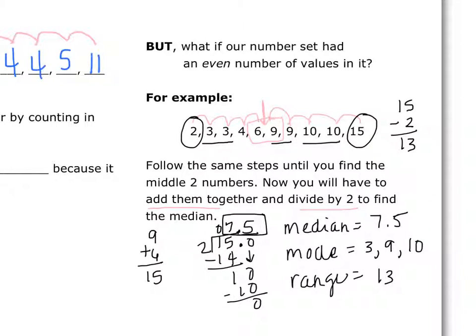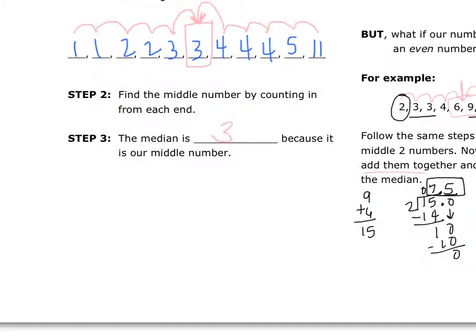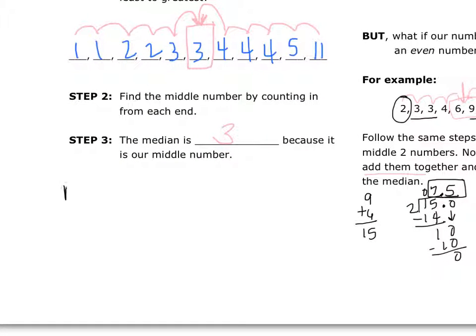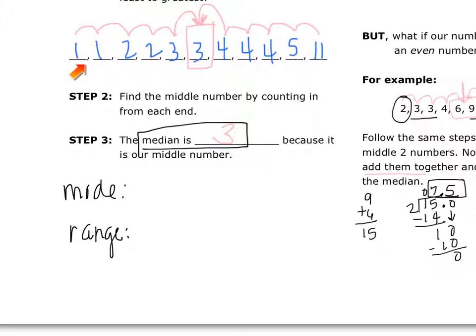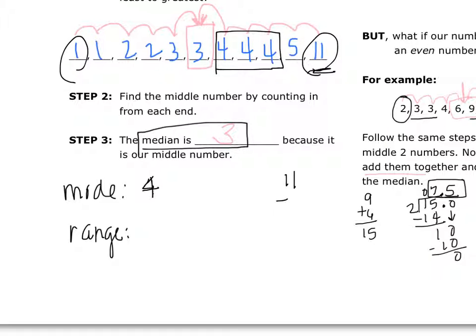So let's go back and look at this one. And let's also do our mode and range. We've already done the median. The median's right here, it's 3. So our mode is what's used most. I see that 1 is used twice, so is 2, so is 3, but look, 4 is 3 times. So right there is my mode, and it's just 4. So all I have to do is write 4. My range is my highest number, 11, and I'm going to subtract my lowest number from it, and I would have 10. And so my range is 10.